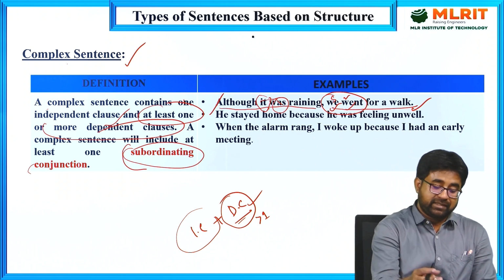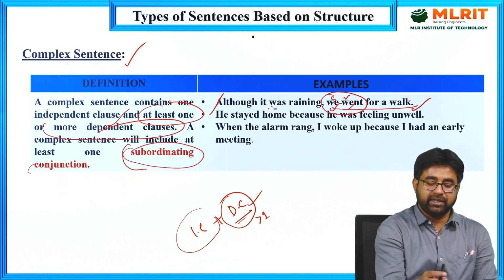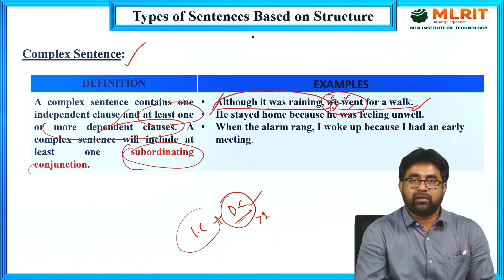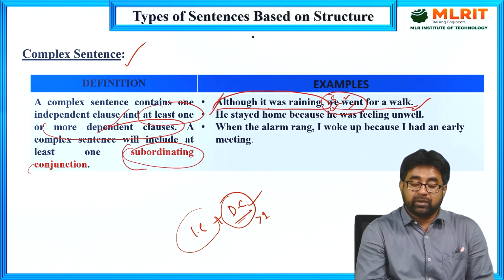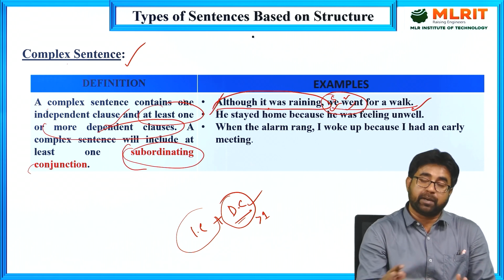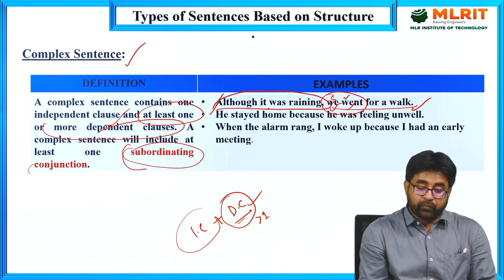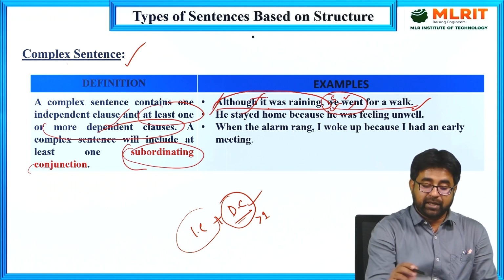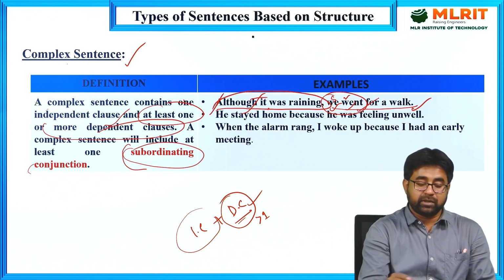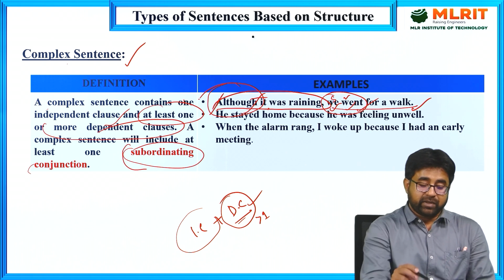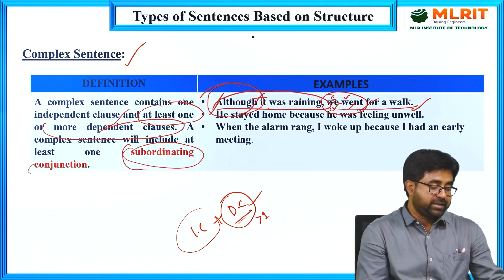But let's take this part of the sentence. If you see here, although it was raining will not convey a complete thought. You know that I cannot only say although it was raining. I have to say something else also to give the complete meaning, to form the complete sense. That's why it's a dependent clause. So what is happening here? One dependent clause and one independent clause are being joined by one subordinating conjunction, right? So that's why it's an example of a complex sentence.